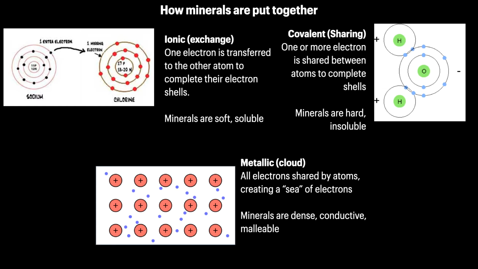Now, this kind of bond is not a particularly strong bond because there's only really 1 electron involved. So minerals that bond together like this tend to be soft, and they tend to be soluble. They'll dissolve easily in water. That bond can be broken apart.